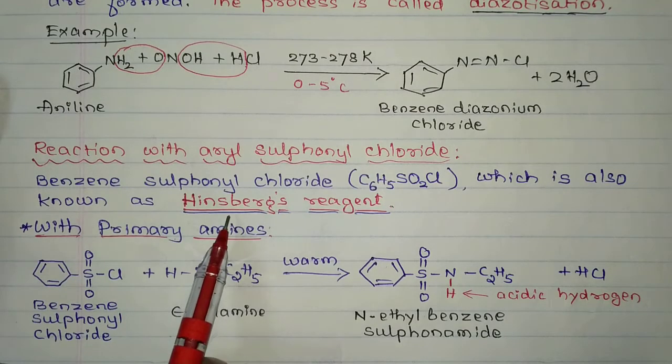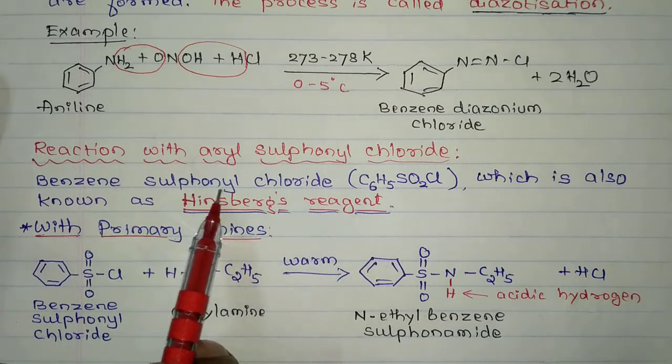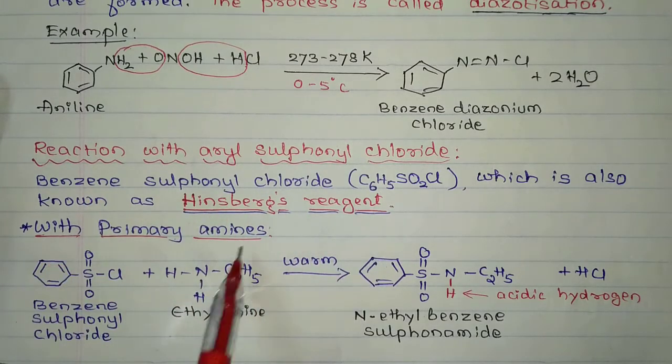A reaction of Hinsberg's reagent, or benzene sulfonyl chloride, with a primary amine. This is a primary amine, ethylamine. Ethylamine reacts with benzene sulfonyl chloride and gives N-ethyl benzene sulfonamide. This contains acidic hydrogen on the nitrogen atom, which is attached to the electron withdrawing sulfonyl group. Hence, it is soluble in sodium hydroxide.